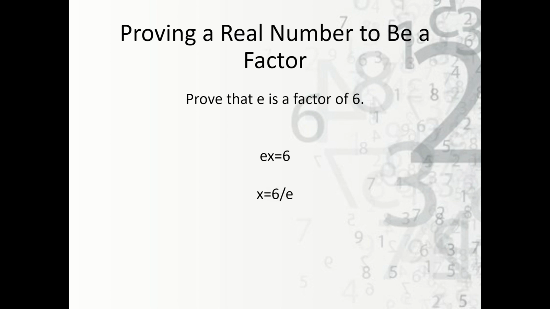So what I want you to get out of this is that every number except 0 is a factor of every other number. We can multiply by something. Now, it may not be pretty, but we can multiply by any number and get some other number. So every number is a factor of every other number except for 0.